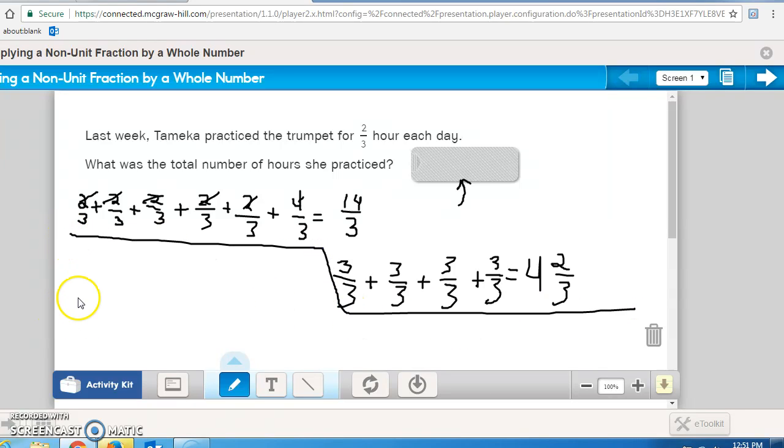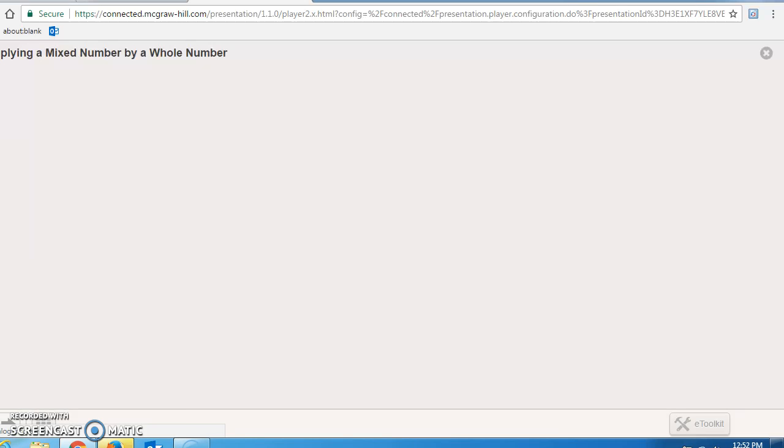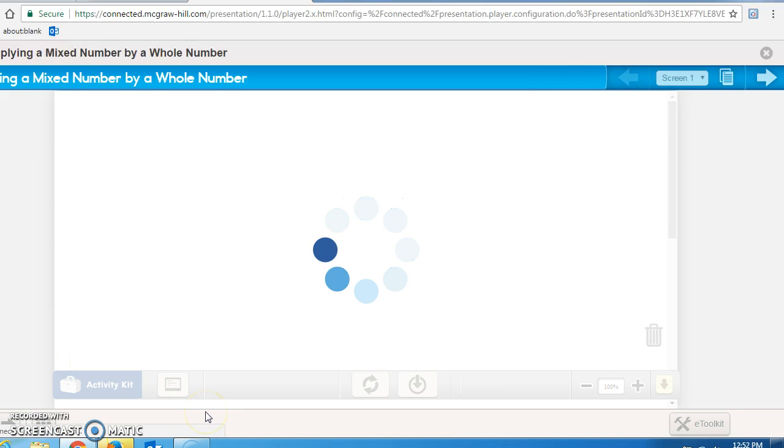Another way we could get our answer is we could do 7 times 2/3. So what I would do is I would take 7 times the numerator, 7 times 2, which equals 14. And again, my denominator just stays the same. So right there it is, 14/3.